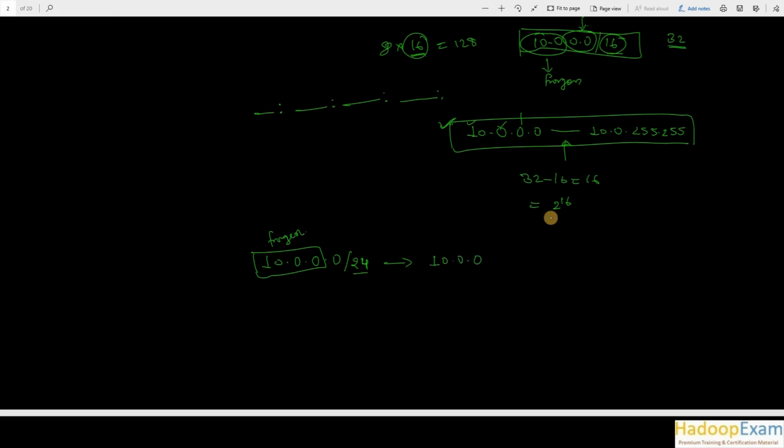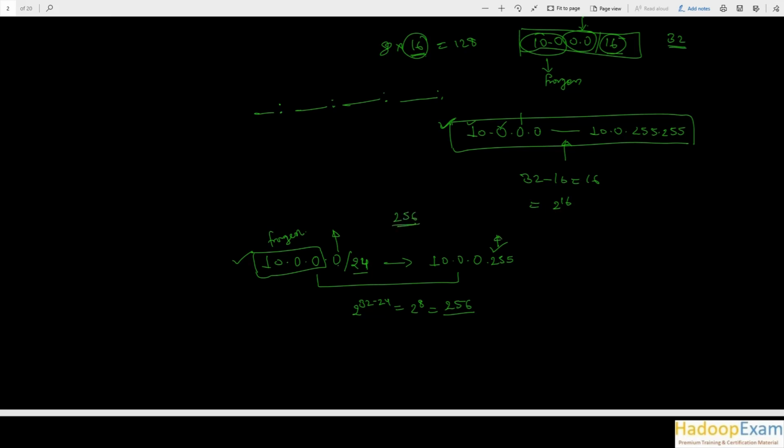10.0.0 is frozen, but the last octet can go up to 255, correct. So this is my initial IP and this is my last IP in the range with /24. How many distinct possible IPs in this range? 2 raised to power 32 minus 24, which is 2 raised to power 8, which gives me 256 IPs. So you can see this 0 to 255 distinct values, 256 different IP addresses.